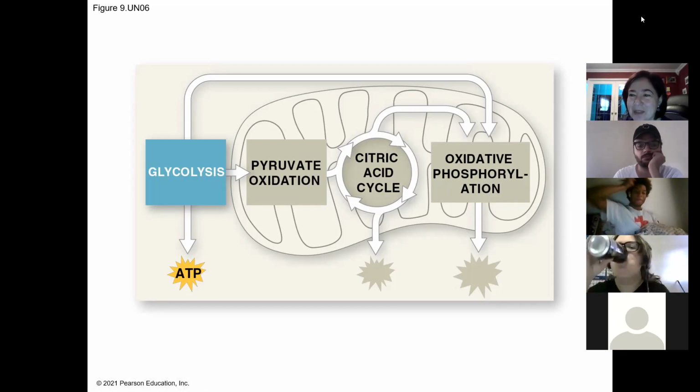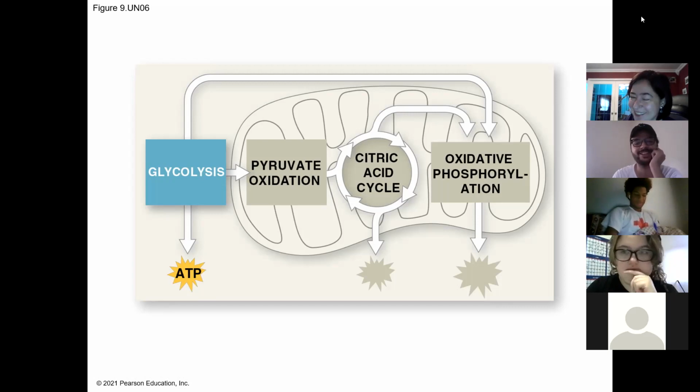Gabriel, do you remember what facilitated diffusion is? No, I think it's something related to diffusion, maybe. Of course it's related to diffusion. Oh, it is? Okay. It's facilitated diffusion. It's a form of diffusion.